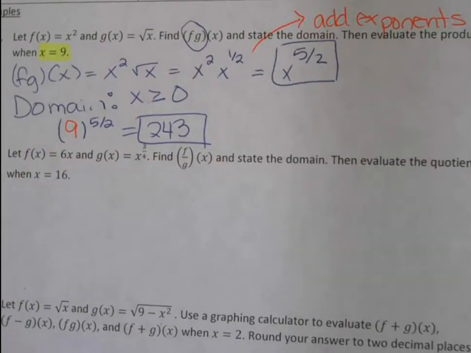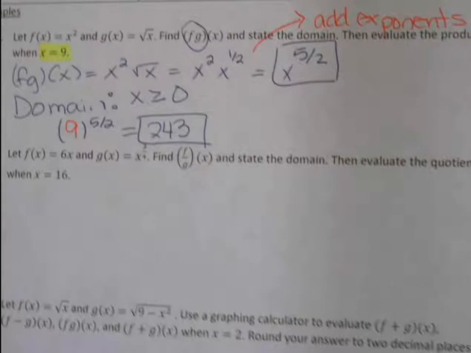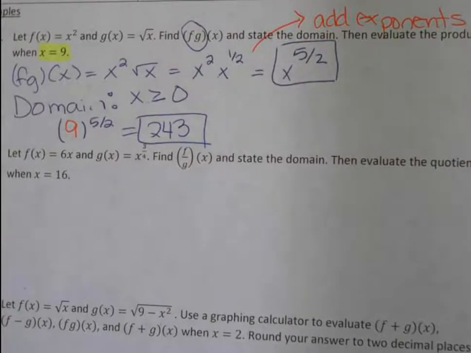I added my exponents. So 2 plus 1/2 is 5/2. Remember, exponents tell you how many of each you have. So that's why you add exponents, because the exponents themselves aren't multiplying, the base is multiplying. Okay, so on the next one, we'll need 6, x.